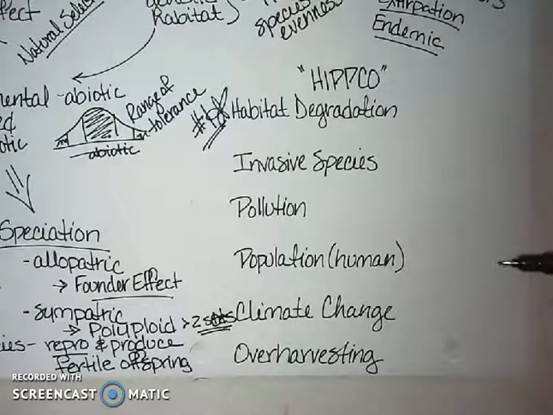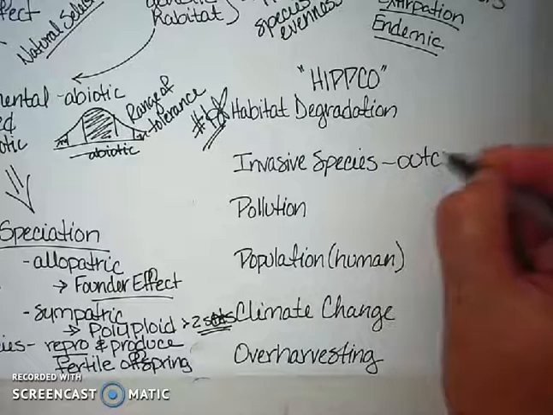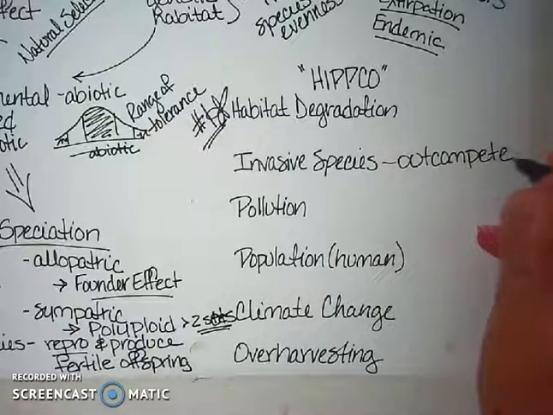Invasive species is another big one. These are foreign species, exotic or non-native species, alien species that are introduced accidentally or intentionally into areas. The problem is they do very well. They usually outcompete the native stuff because they have no natural predators.